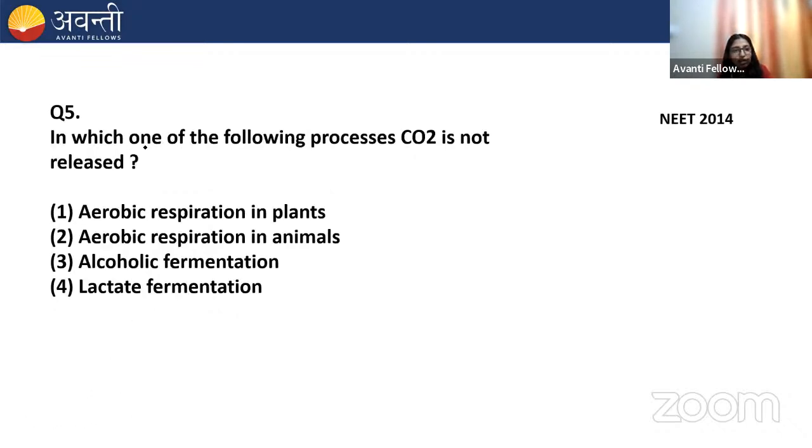Moving next, in which one of the following processes is CO2 not released? Number 1 says aerobic respiration in plants. Number 2 says aerobic respiration in animals. Number 3 says alcoholic fermentation. And the 4th says lactate fermentation. Priyadarshini says 4. Okay, very good, Priyadarshini. The 4th, lactate fermentation.